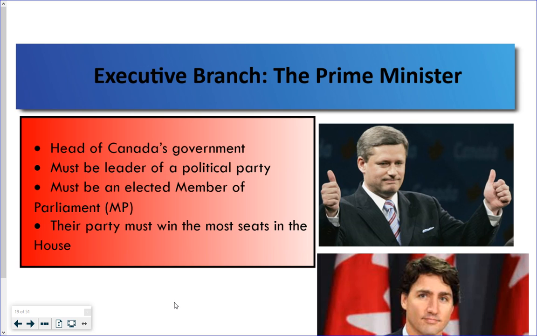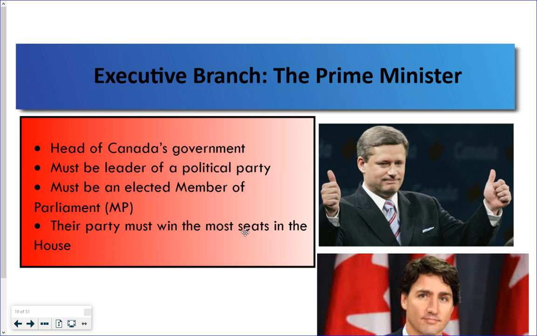So you have the Prime Minister. The Prime Minister is the head of Canada's government, must be the leader of the political party that is the largest party in the House of Commons, and must be an MP, a member of Parliament. Justin Trudeau is an MP from Quebec, from Montreal, a place called, I believe, Papineau. Stephen Harper was an MP at the time from Calgary.